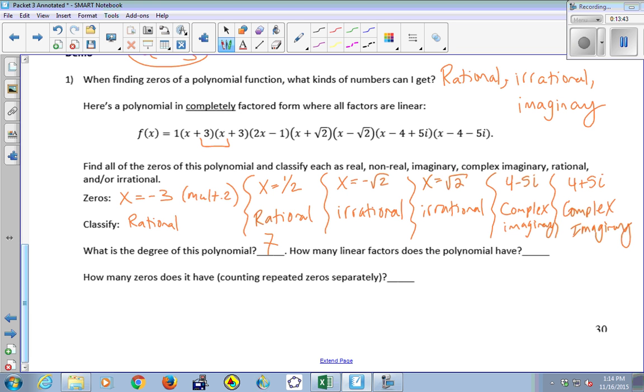And then how many linear factors are there? 7. You just count them all up. And how many zeros does it have if we count repeated zeros? 7, yeah, because the negative 3 is 1, 2, 3, 4, 5, 6, 7. Okay. And this is not a coincidence. If you count multiplicities as separate zeros, and you count complex imaginary numbers, then you always have exactly the same number of linear factors as zeros as the degree of the polynomial.